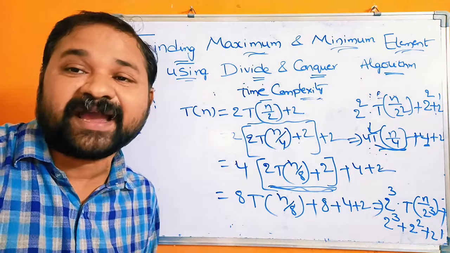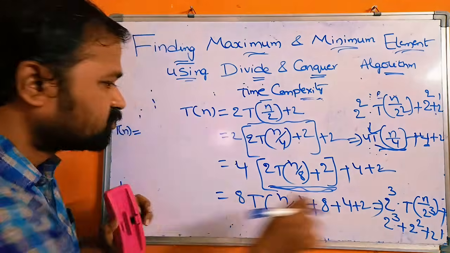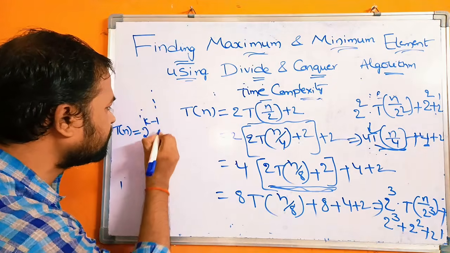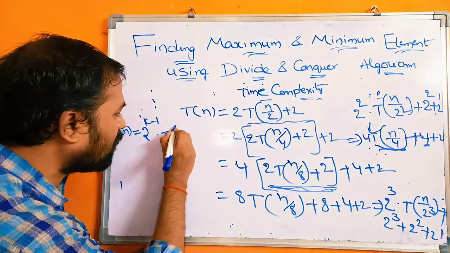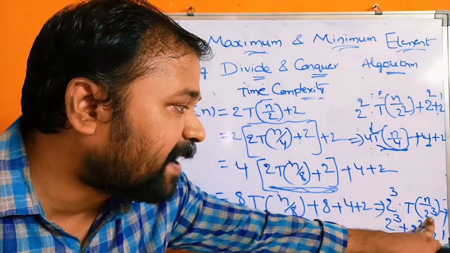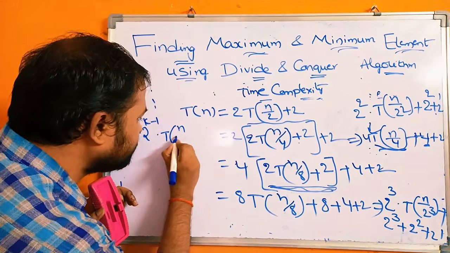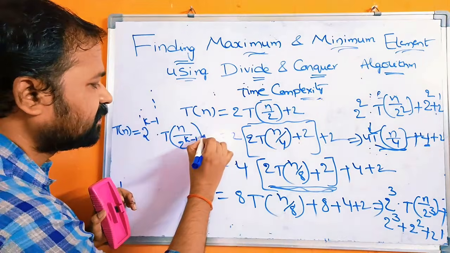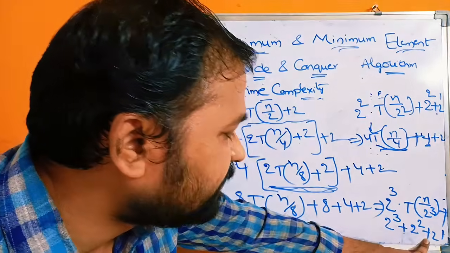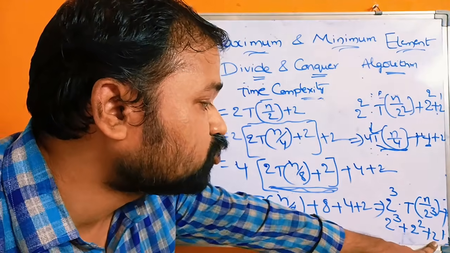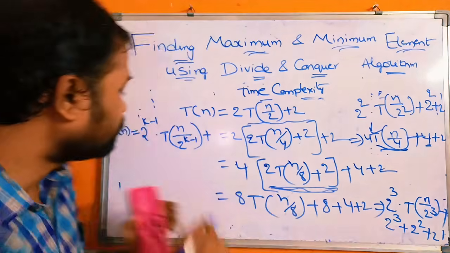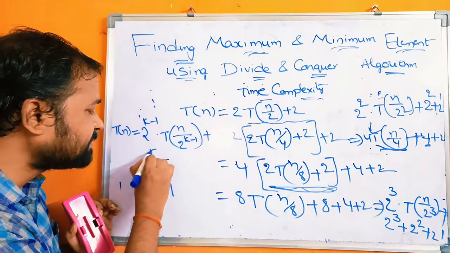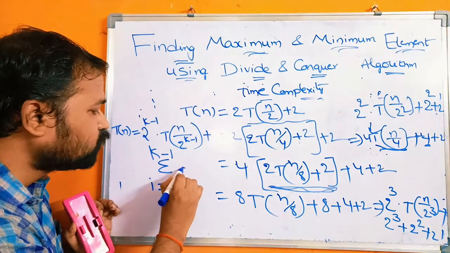So on. We can write the last term as T of n is equal to, let the last term be denoted by k minus 1. So 2 power, here we have 3. So 2 power k minus 1 into T of n by 2 power 3, plus after that, here we have 2 power 3 plus 2 square plus 2 power 1. Okay. So this can be written as sigma i is equal to 1. What is the last term? k minus 1. So 2 power i.